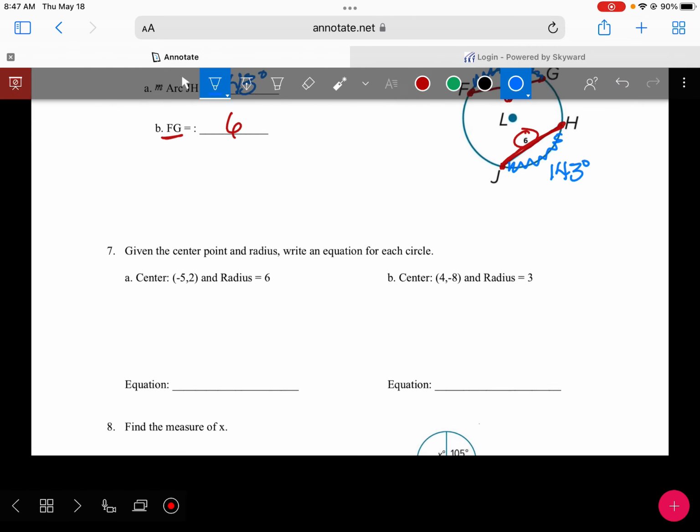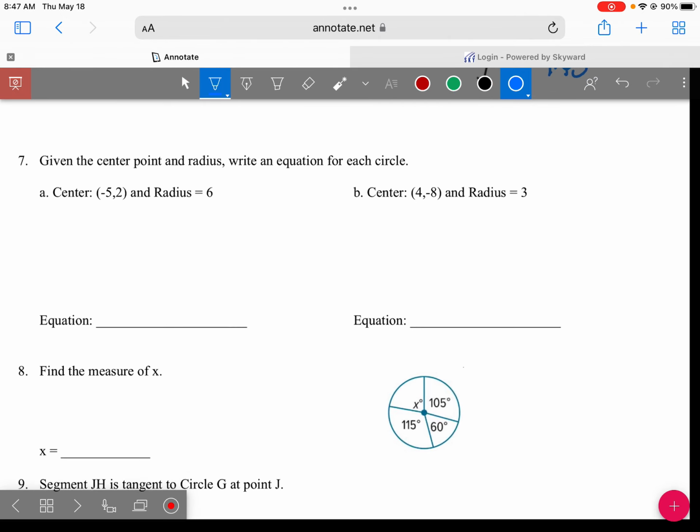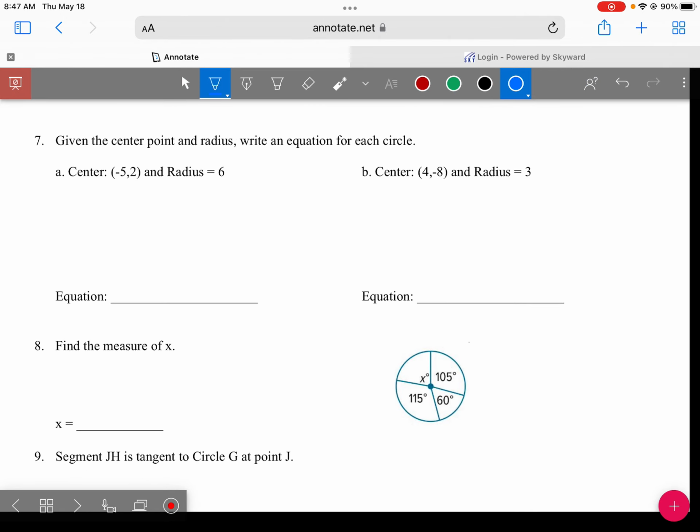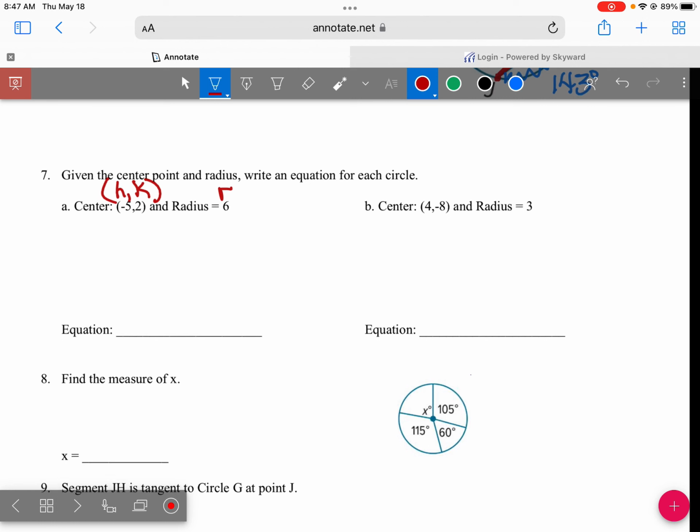All right, let's go to 7. I feel like we did not spend much time on this part, so I definitely want to go over this. Given the center point of a circle is (h, k), that's your center, and a radius, which is going to be r, write an equation for the circle. I don't know if this formula for the equation of a circle is on that golden sheet or not, so you definitely might want to write this down if it's not.